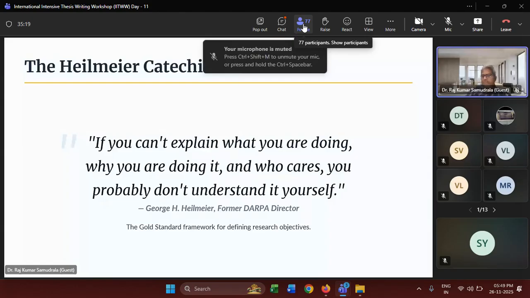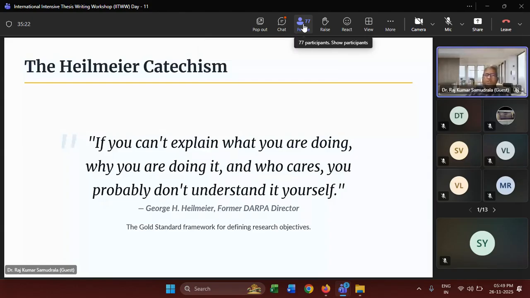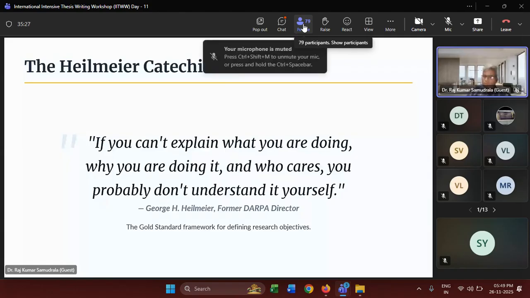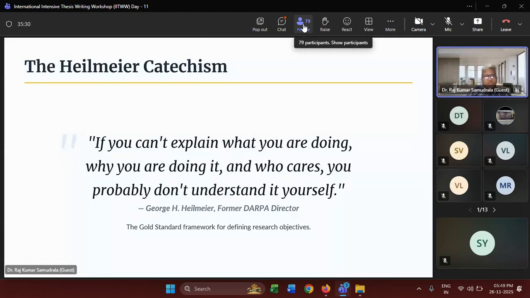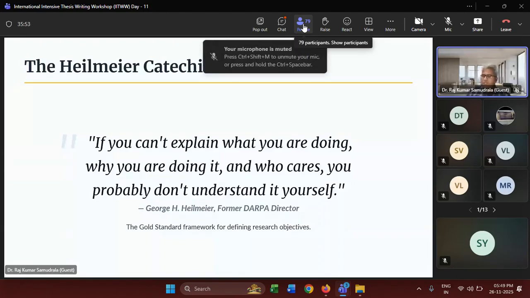According to the Heilmeier Catechism, one objective can be, if you can't explain what you are doing, why you are doing it, and who cares, you probably don't understand it yourself. Whatever the objective, whatever the problem you have decided, if you cannot explain what you are doing, why you are doing it, for whom you are doing it, you probably don't understand it yourself. That's why whatever we are doing, it should be clear.